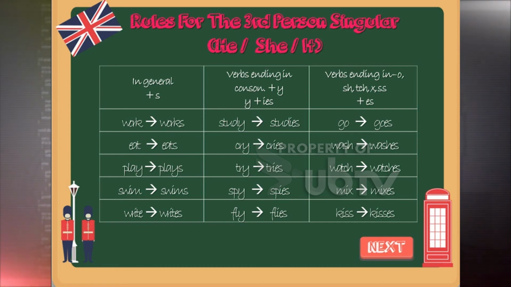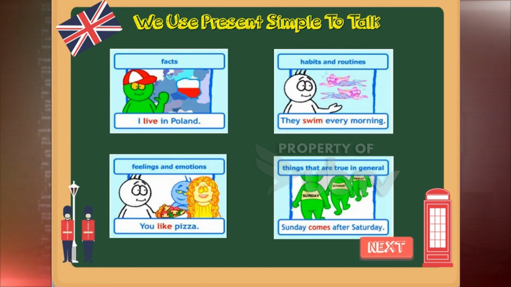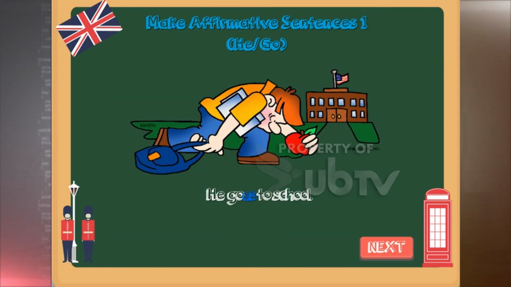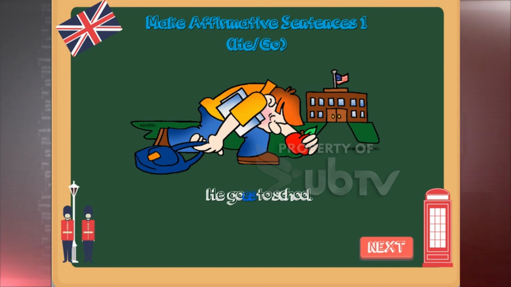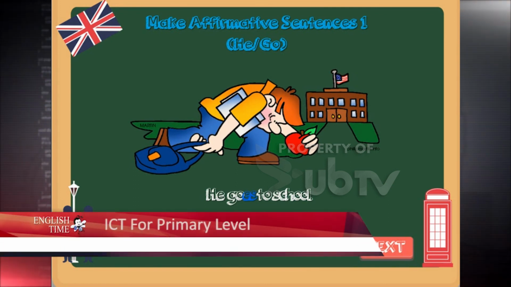This one is the title. Okay, so let's check next. The rules of... What is he doing? He goes to school. He goes to school. It's about an example of the simple present. And the author made it.